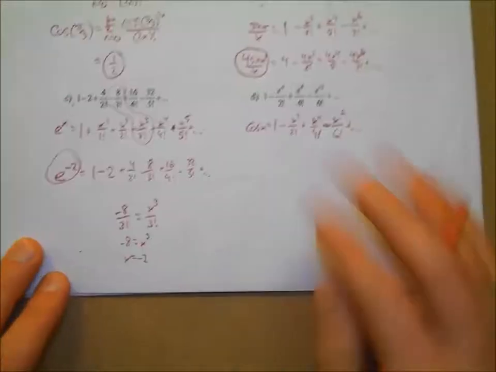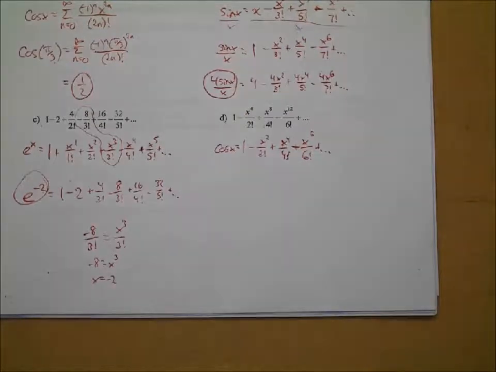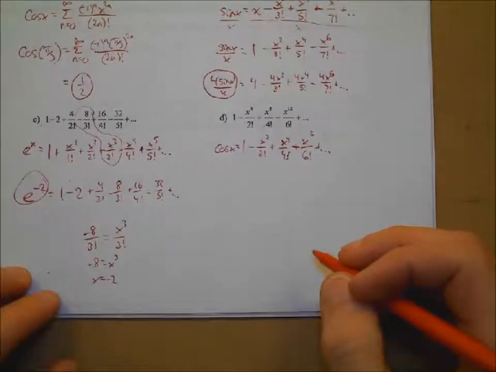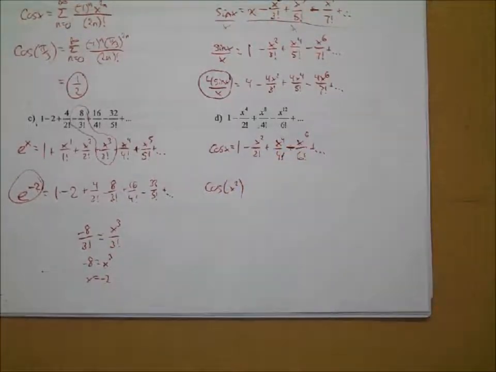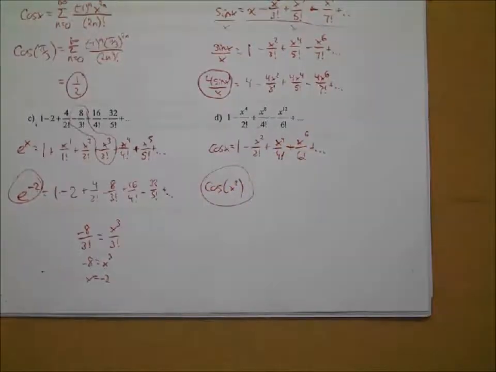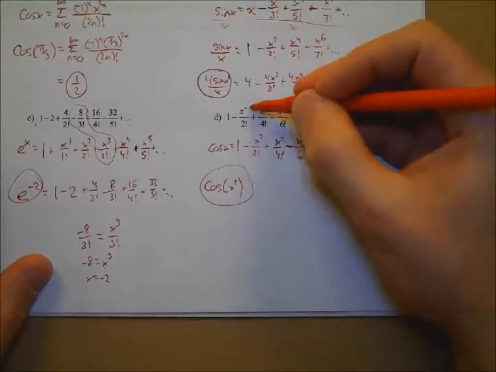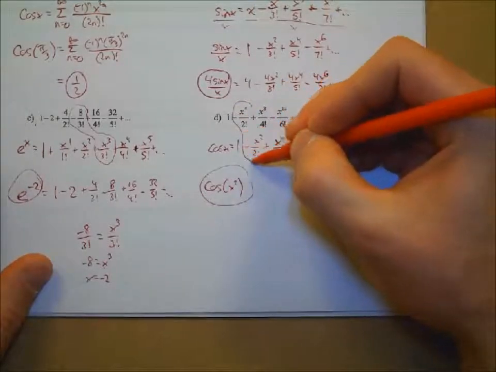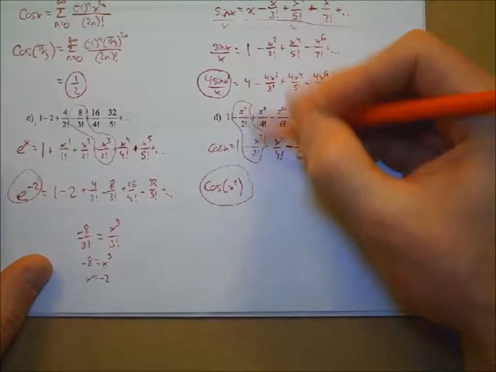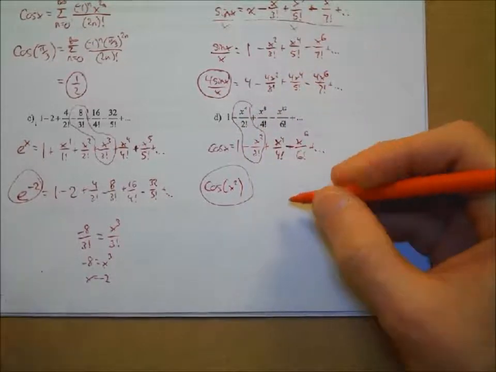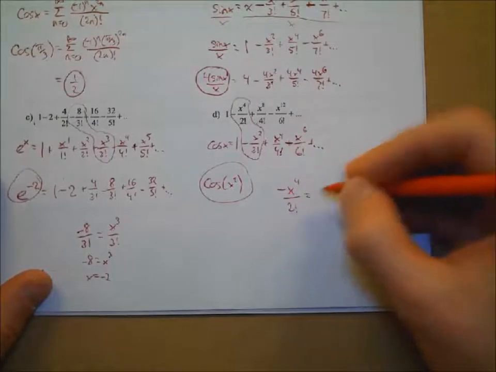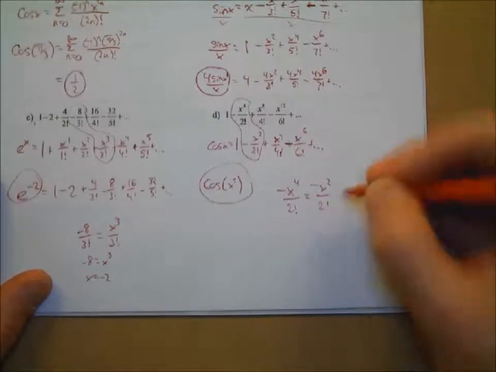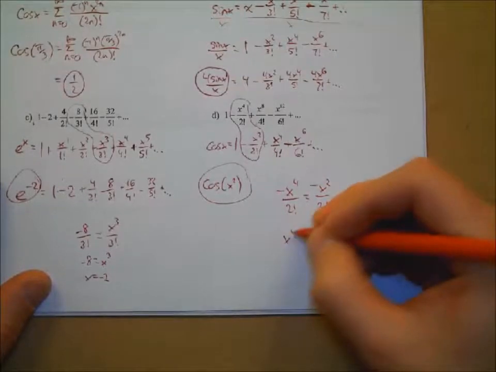What about letter D here? What is this function? Infinite series. Cosine of the quantity x squared. Okay, that is our answer there. Again, let's consider what we want to match up. Say we want to match the negative x to the fourth over 2 factorial with these first two terms right here. Negative x to the fourth over 2 factorial is going to equal negative x to the second over 2 factorial. Get rid of the negatives and the 2 factorials, and you have x to the fourth equals x to the second.